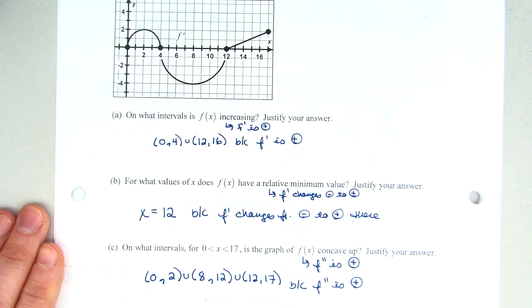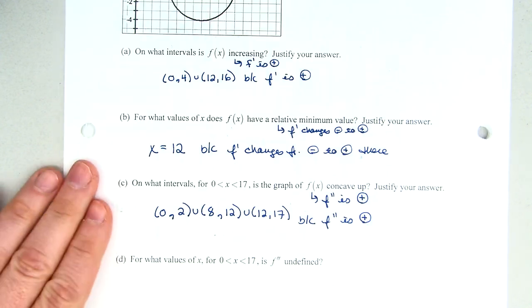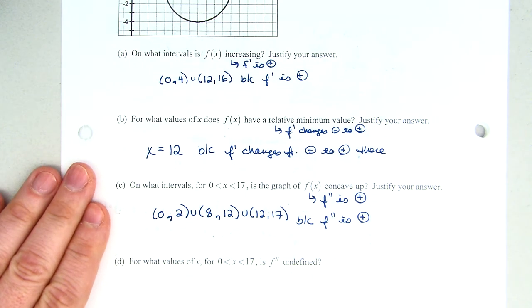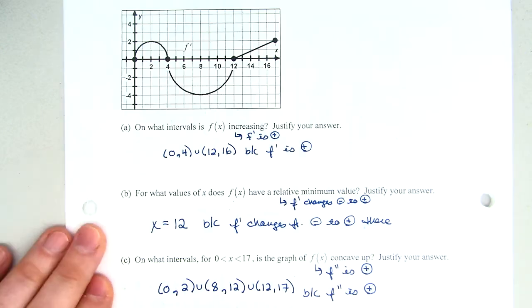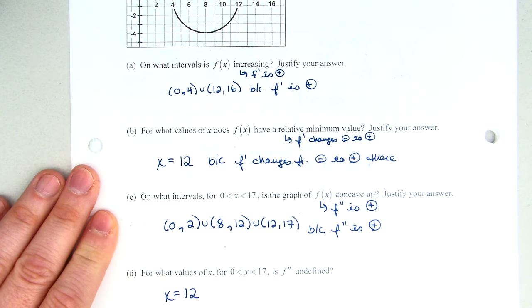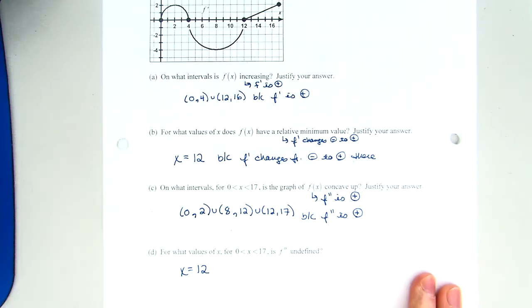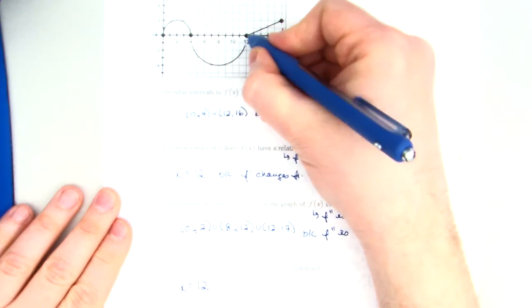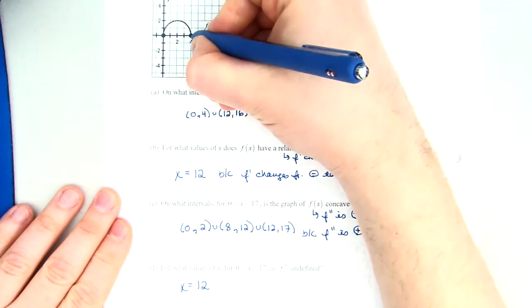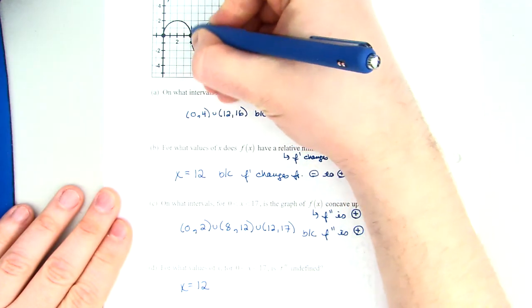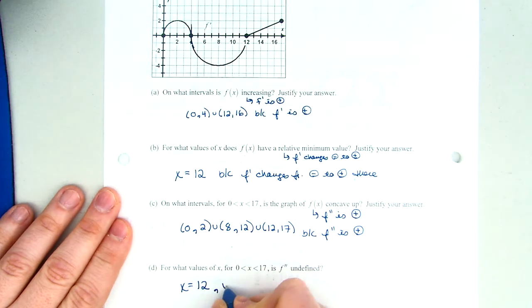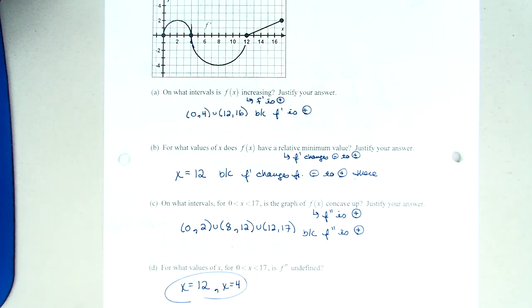Oh, I think I might have just given away the next one. Where is f double prime undefined? That means where the slope of f prime is undefined. I have an undefined slope at x equals 12 because there's a sharp turn. I'm not differentiable. But there also is another place. It's a little tricky to see over here, but there is a vertical tangent line at x equals 4. So we're going to include that one as well. Let me pause this.